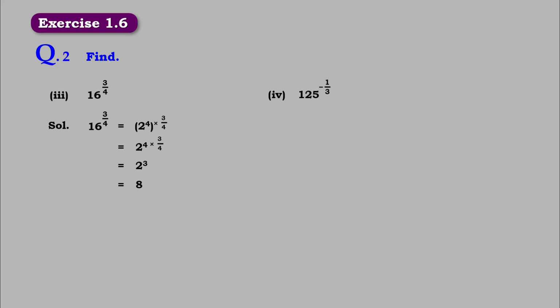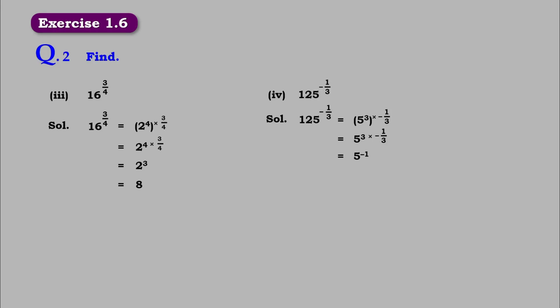Now next question. 125 to the power minus 1 by 3. 125 is 5 to the power cube, into minus 1 by 3. That is 5 to the power minus 1. We can also write it like 5 to the power minus 1 means 1 by 5. That is a to the power minus m equal to 1 by a to the power m. That law.